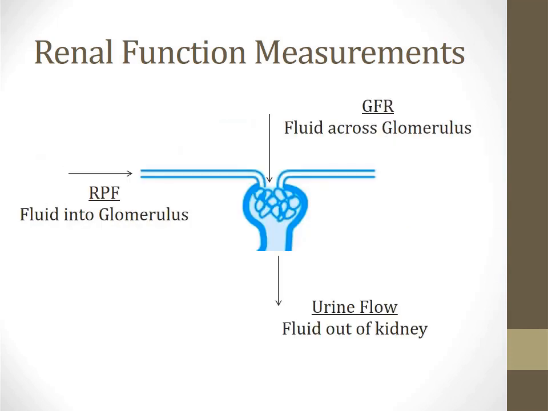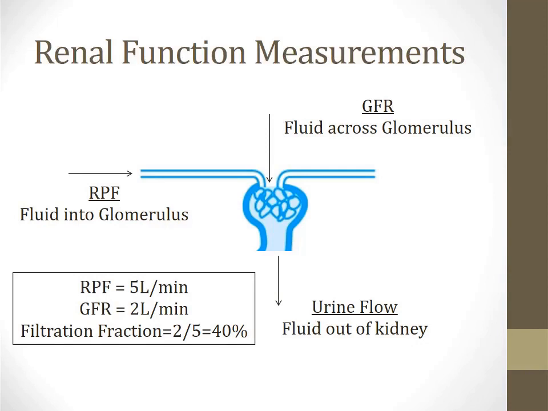On this slide is a drawing that I'll refer back to throughout this video. So this is a glomerulus, and the renal plasma flow is the blood flowing into the glomeruli, and the renal plasma flow represents the sum of the flow into all the glomeruli in the kidneys. The GFR is the glomerular filtration rate, and this represents the sum of the flows of all the fluid going across all the glomeruli in both kidneys. And then finally, we have the urine flow, which is the amount of fluid flowing out of the kidneys after it has been filtered by all the nephrons in the kidneys.